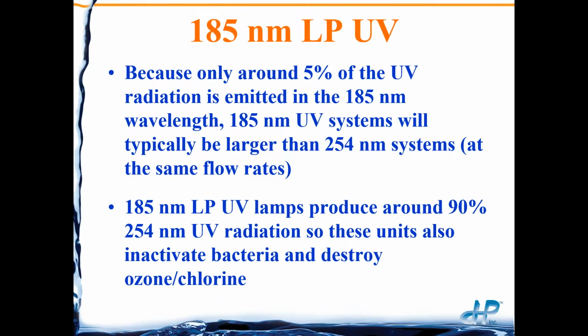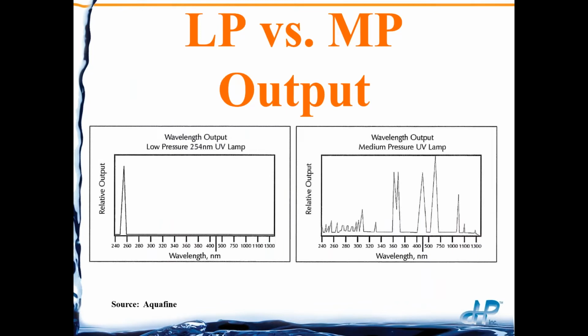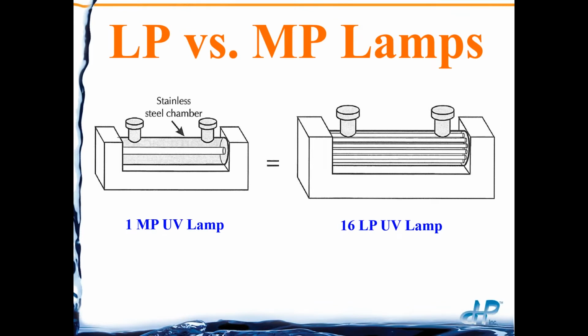But because you still have the 90% 254 nanometer coming out, an ozone destruct UV unit is also a bacterial inactivation and can destroy ozone or chlorine. Medium pressure, and this is what Dan's going to give you a lot more detail about, takes more input energy, but puts out a whole lot more output energy. So lots in the UV range, also some in the visible range, as we see here. So about one medium pressure UV lamp is equivalent to about 16 low pressure UV lamps.